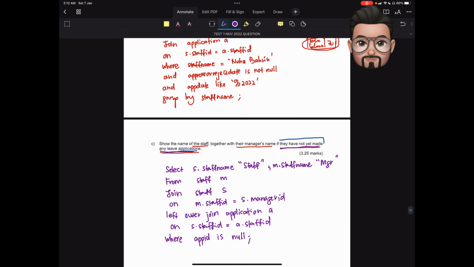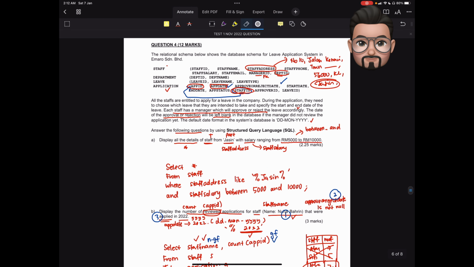So how to know? If you take a look based on our schema over here, for leave to be approved, they must have the start date and end date. So to see how many days, of course we need to do end date, the latest date, minus the start date. And then you get the number of days of the leave.